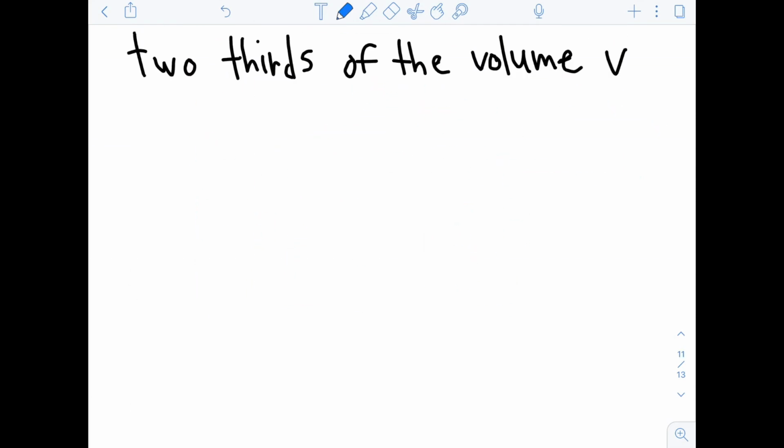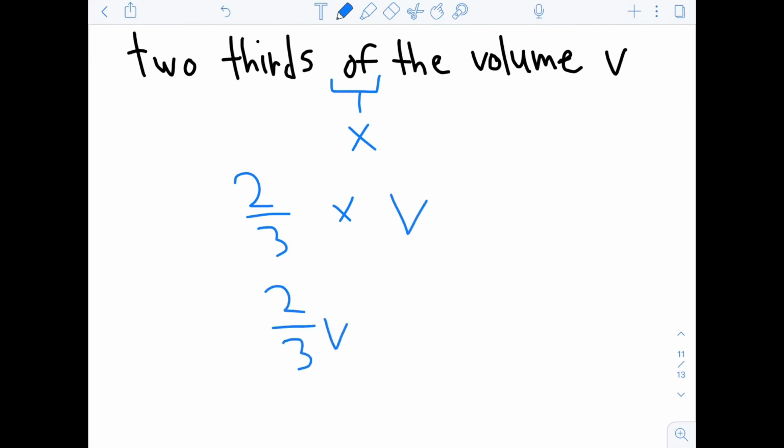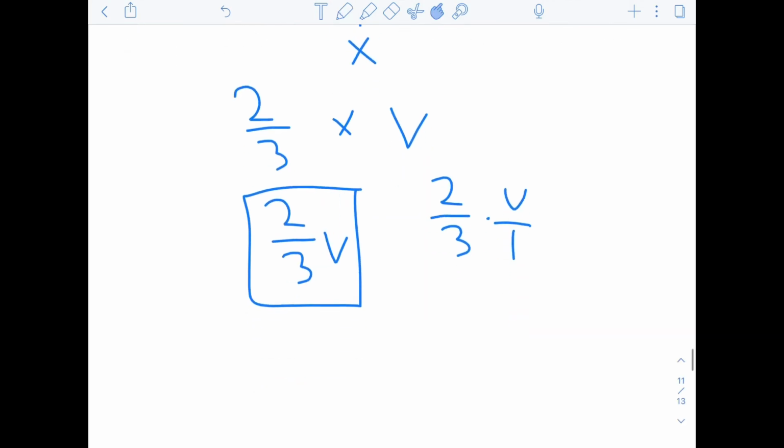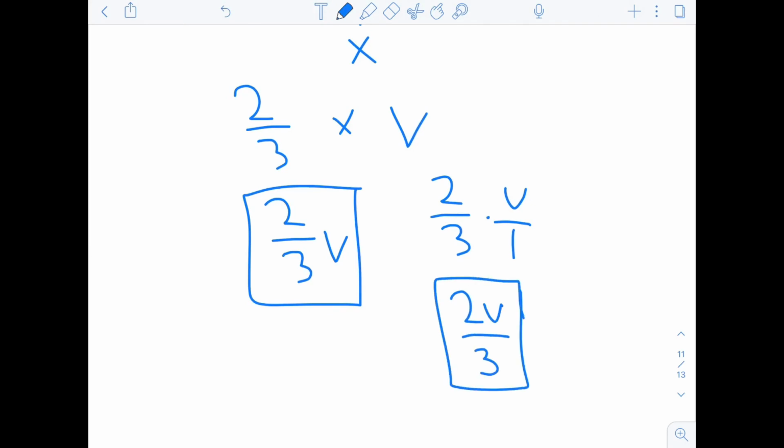Next, we have 2/3 of the volume V. So of, remember, is multiplication. And that's the only operation for this one. So we have 2/3 times the volume V. So that's just 2/3 V. And someone could also write it as 2/3 times V over 1, which is just V, that equals 2V over 3, which is also acceptable. They're the same thing.